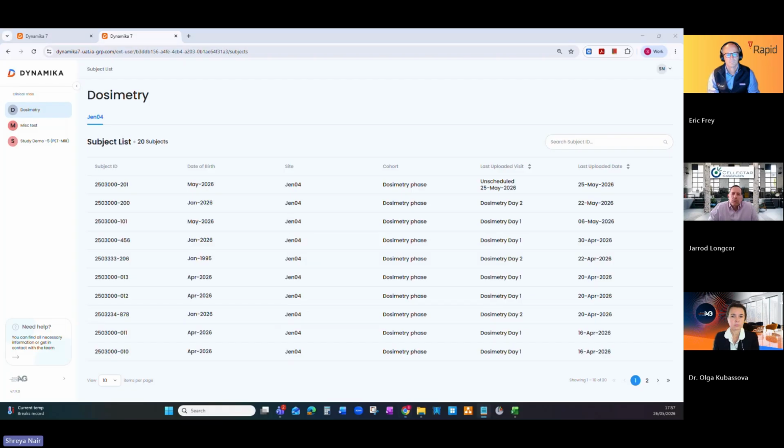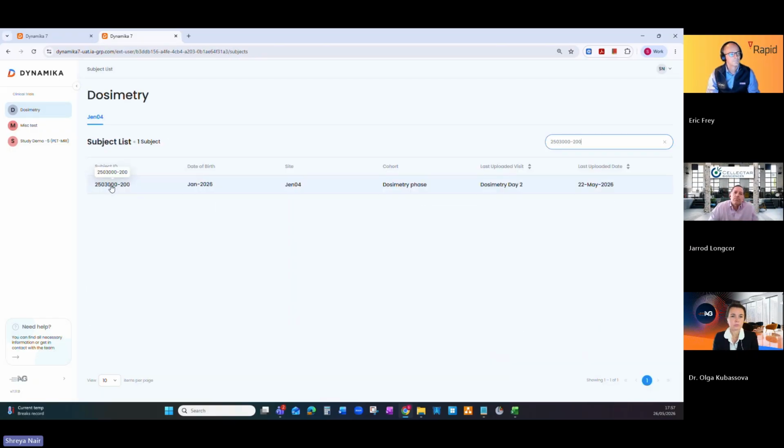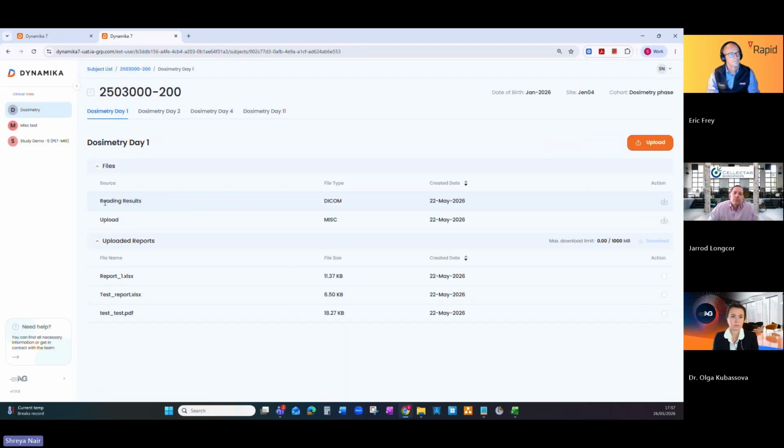And so as an external user, they would see the list of subjects, from which site they're from, what cohort, what was the last uploaded visit, and when was it uploaded. So if I need to search through some subjects, I can search. And as you can see, we have our reading results that was submitted by our readers. That will be in a DICOM format, and the segmentation files, and the uploaded miscellaneous files by the site as well here. So this will be available to download from Dynamica. And the further analysis for dosimetry can be conducted using these files.